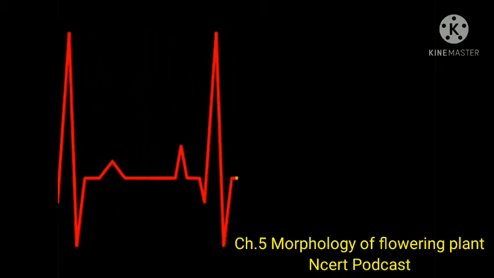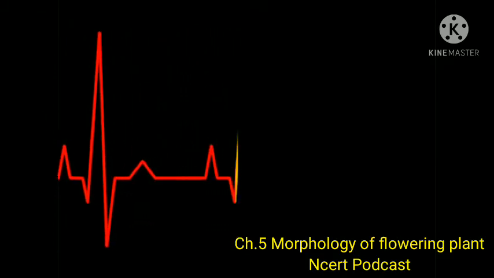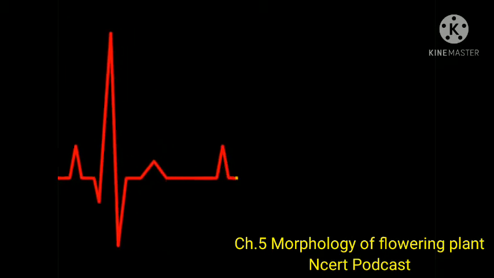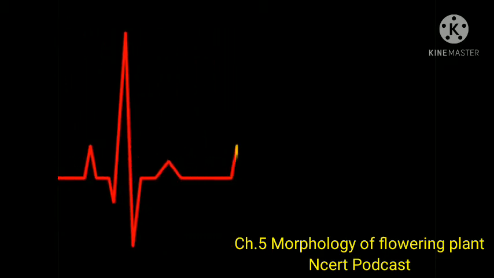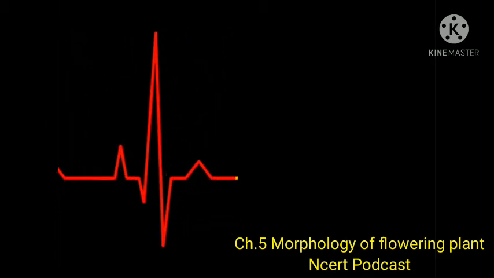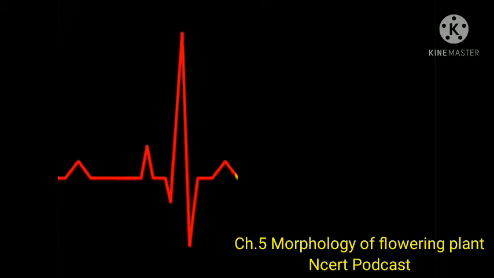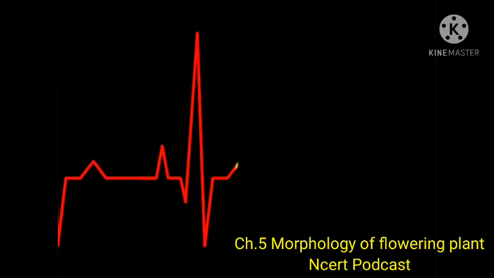Chapter number 5, Morphology of Flowering Plants. The wide range in the structure of higher plants will never fail to fascinate us. Even though the angiosperms show such a large diversity in external structure or morphology, they are all characterized by presence of roots, stems, leaves, flowers and fruits.